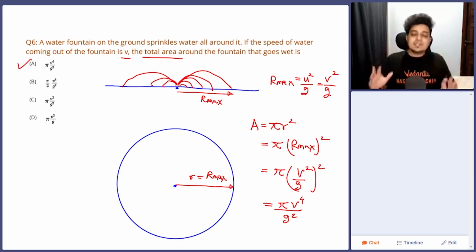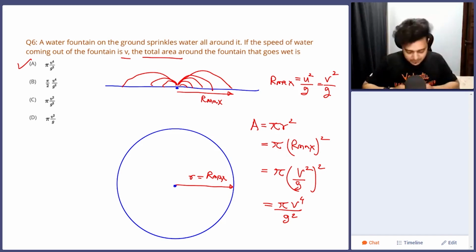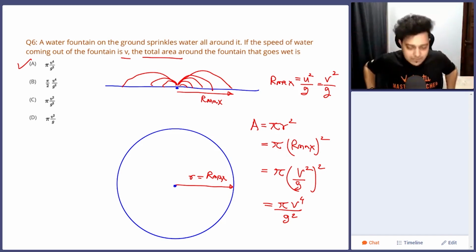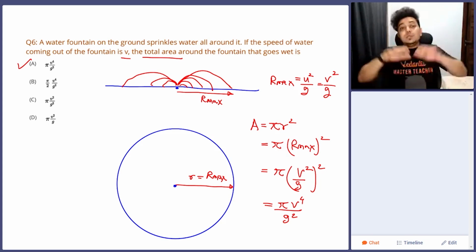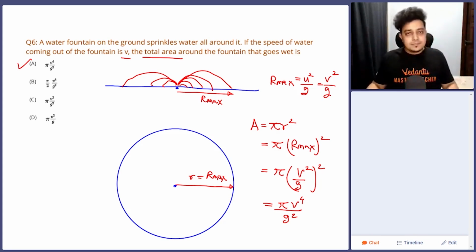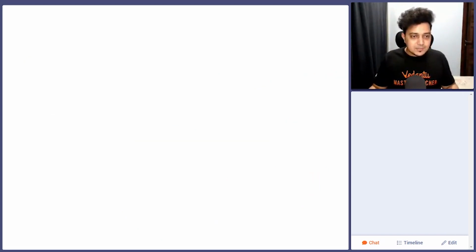Here you have to imagine things properly. Water is coming out of the water fountain, and it sprinkles all around it in all directions. So what is the total area that will be wet? Here we have to consider the maximum radius, that is R max. Okay, let's go to the next question.